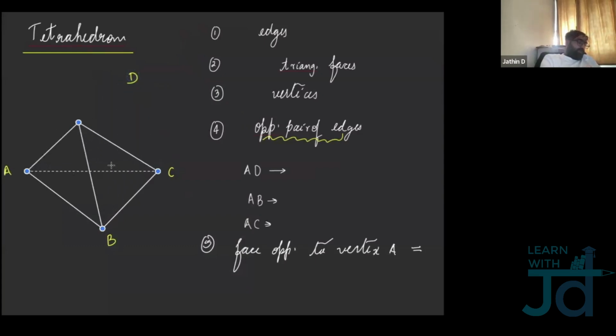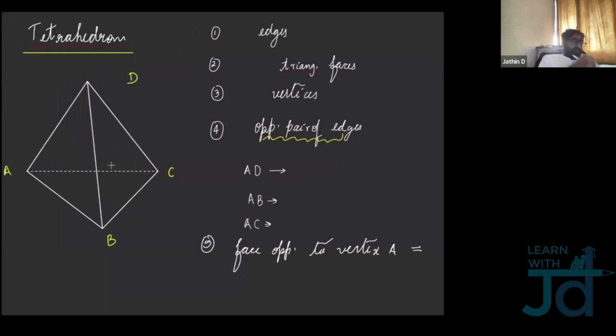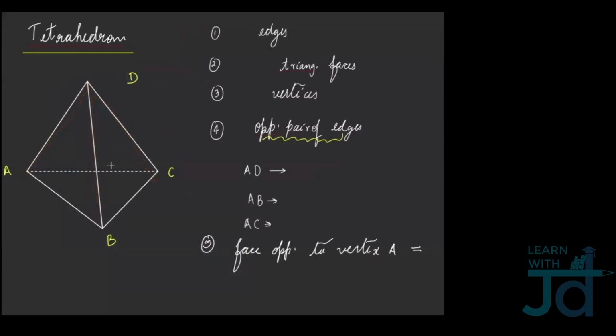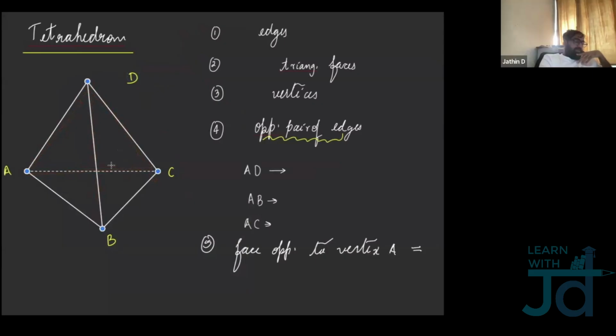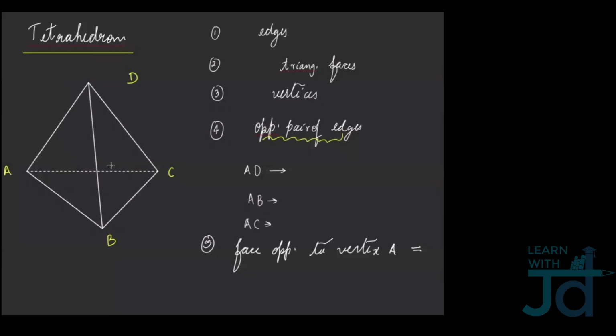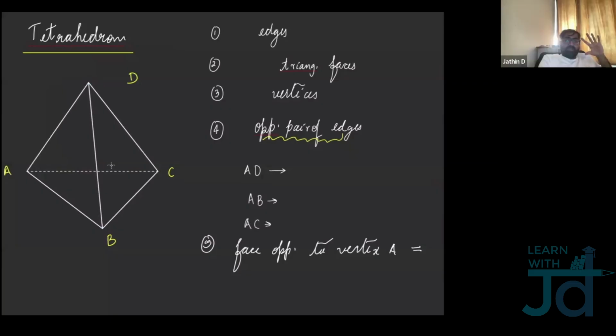So can you imagine a tetrahedron? What I tried to draw? I'll show you when that time comes. So this is a tetrahedron, like this. It's like a pyramid, but not exactly a pyramid. Do you know what a tetrahedron is? No?